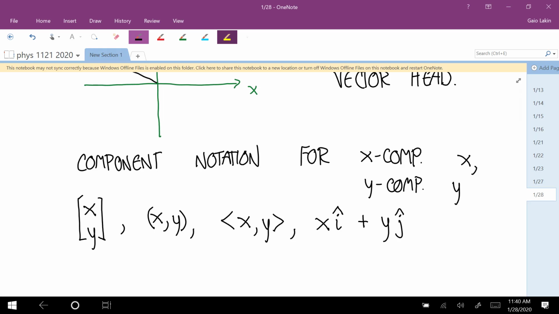And in different classes, you're just going to have to go back and forth between these a little bit. Physics people are more likely to use the ij notation. Engineering people are more likely to use the bracket notations, but depending on what kind of operations you do, you'll see these in different classes. They all mean the same thing.